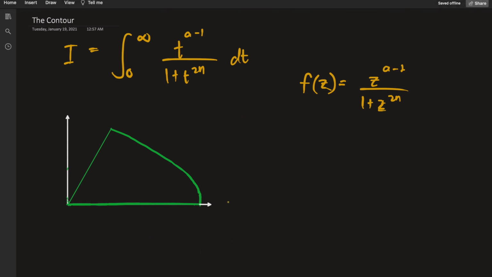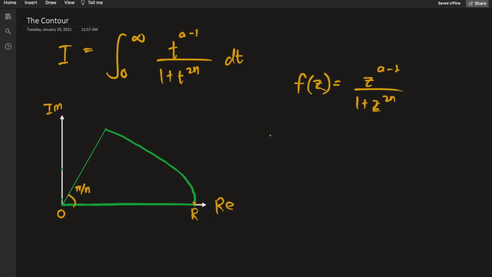Okay, so I would just like to label a few things. This is the real axis, call this r, radius r. This is the origin 0, and this is the imaginary axis. And in this case, the angle might seem a little arbitrary at first, but it's not. It is pi over n. And the logic for this is you take the 2 pi divided by the power of the variable in the denominator, 2n. So you get pi over n, and you'll see in a minute why this trick works.